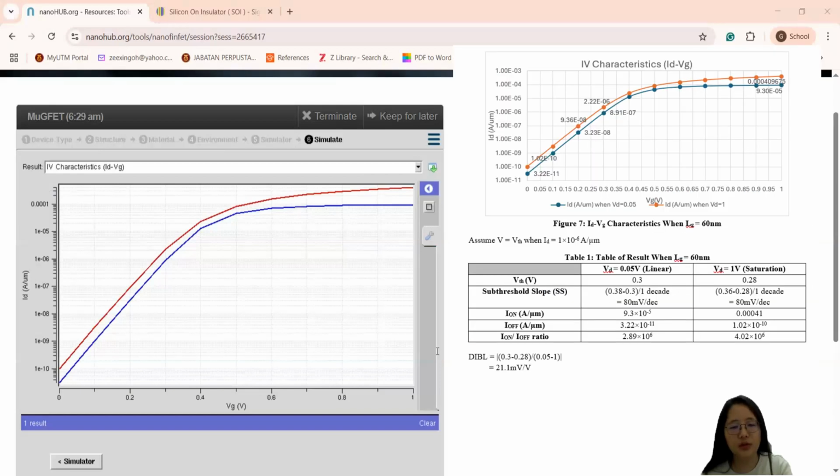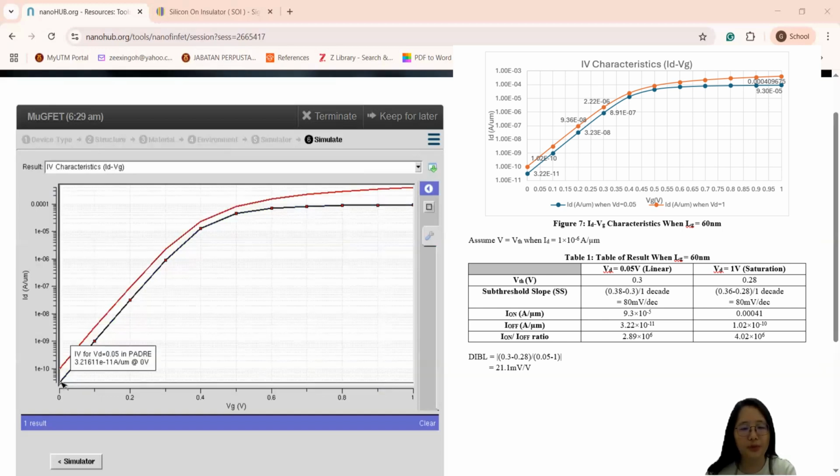Inside the IDVG characteristic, we can see that when VD equals 0.05 volt, which is the blue color graph, VTH is equal to 0.3. And when VD equals 1 volt, which is the red color graph, the VTH is around 0.28 volt. Here, the subthreshold slope for both VD equal to 0.05 volt and VD equal to 1 volt is 80 millivolt per decade.